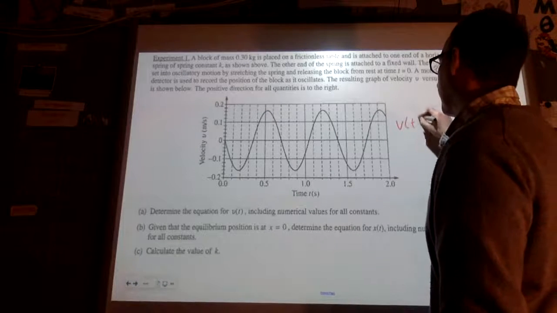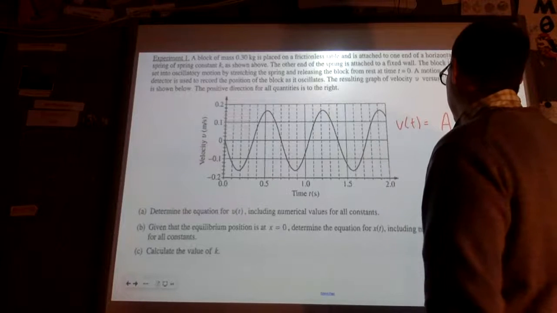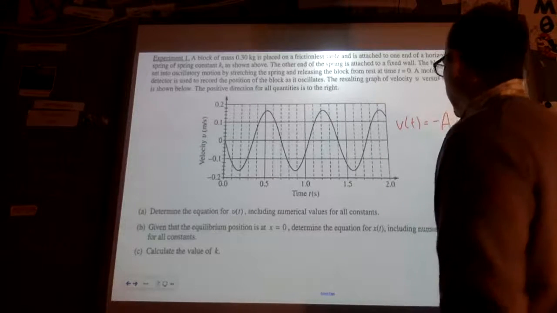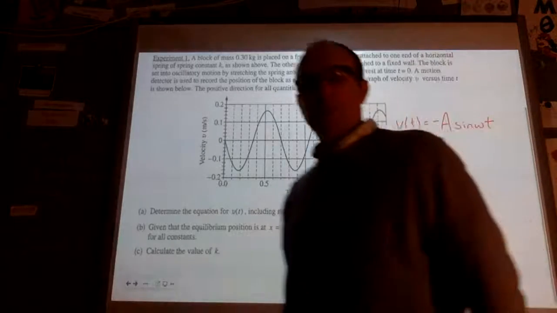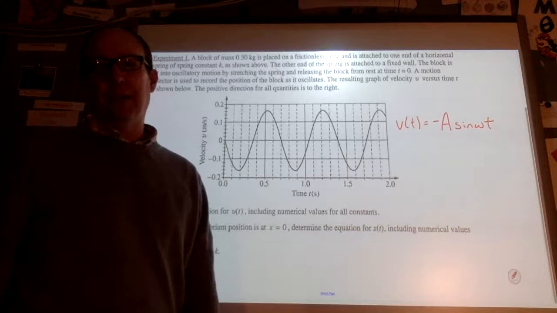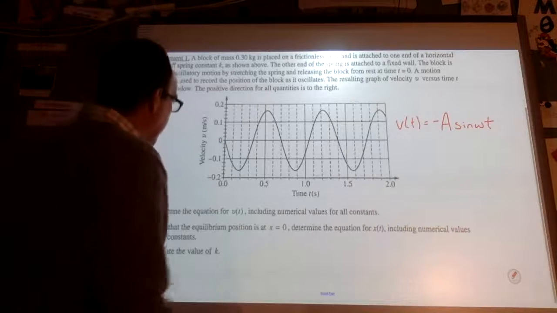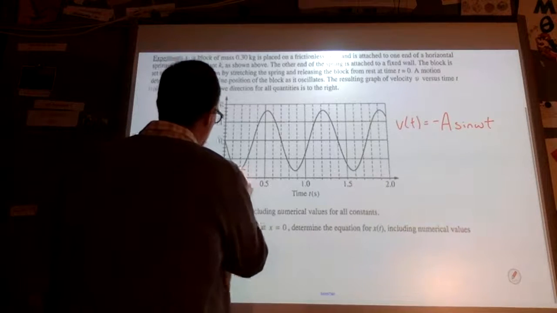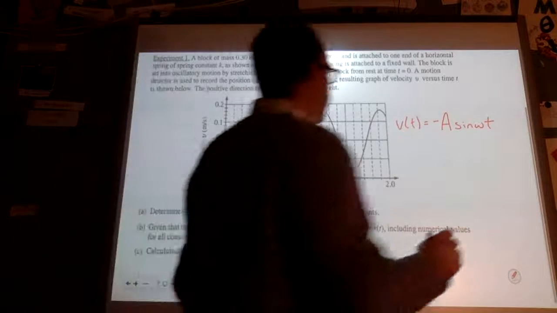All right, so this is going to be equal to, I know normally I would start with the cosine, but I'd have to have a phase shift in there, and this looks like negative sine to me, so I'm going to start there. So what's A? A is our amplitude. And it looks like our amplitude is 0.16.